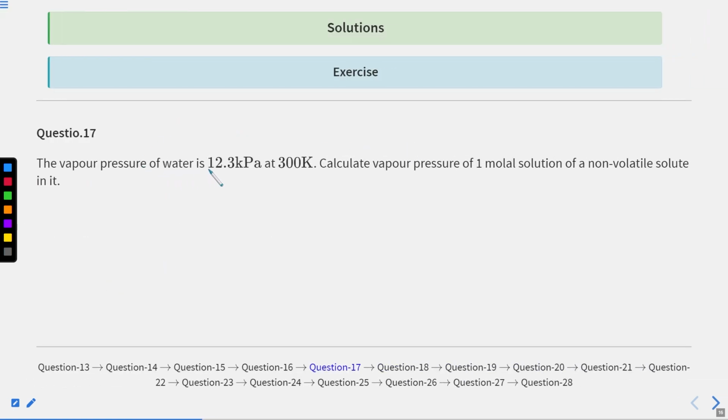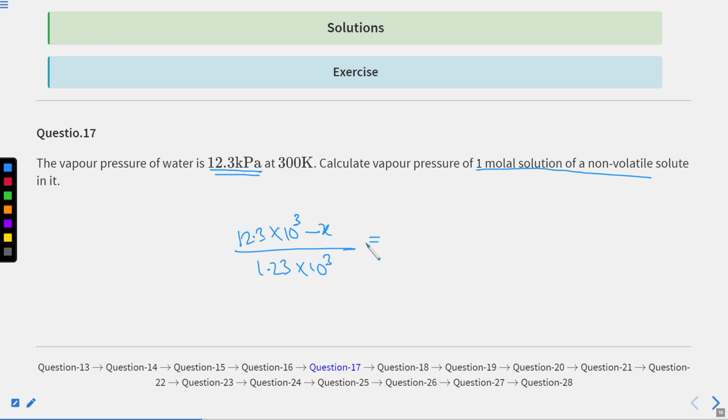The vapor pressure of water is 12.3 kilopascal at 300 Kelvin. Calculate the vapor pressure of a 1 molar solution of a non-volatile solute in it. Okay, so it is being given that the vapor pressure is 12.3 kilopascal, that I am writing as this much. Now let us suppose that the vapor pressure of the solution is X. Therefore, the relative lowering will be this much.